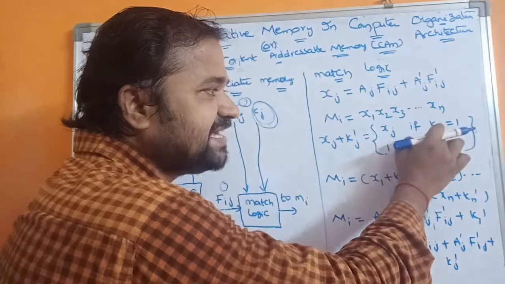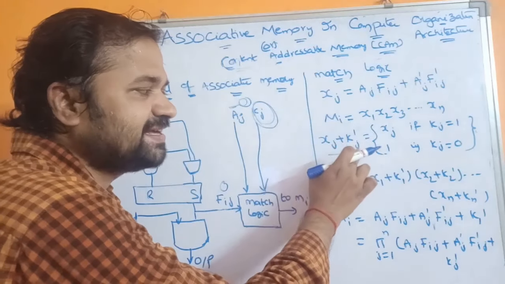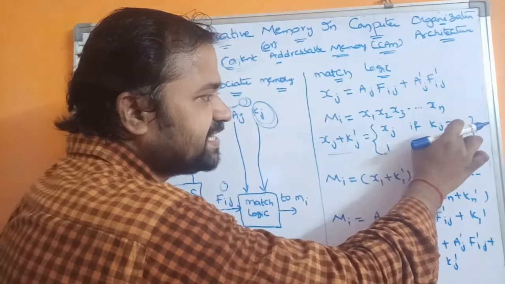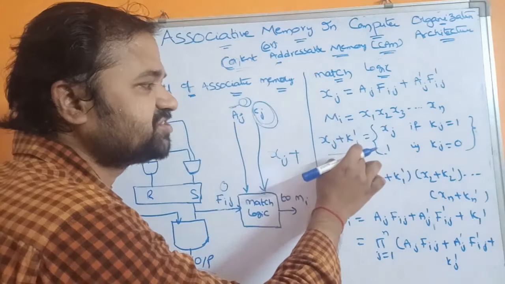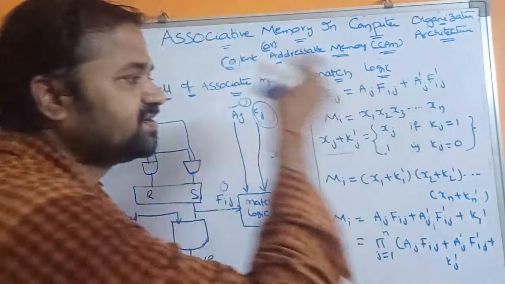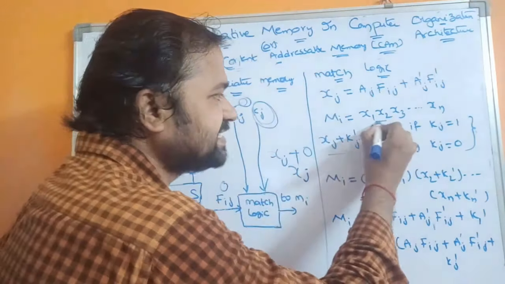So if Kj is equal to 1, then this is the equation here: Xj plus K dash j. Here, what is Kj? Kj is 1. So K dash j will become 0, and that is nothing but Xj. Xj is the result.